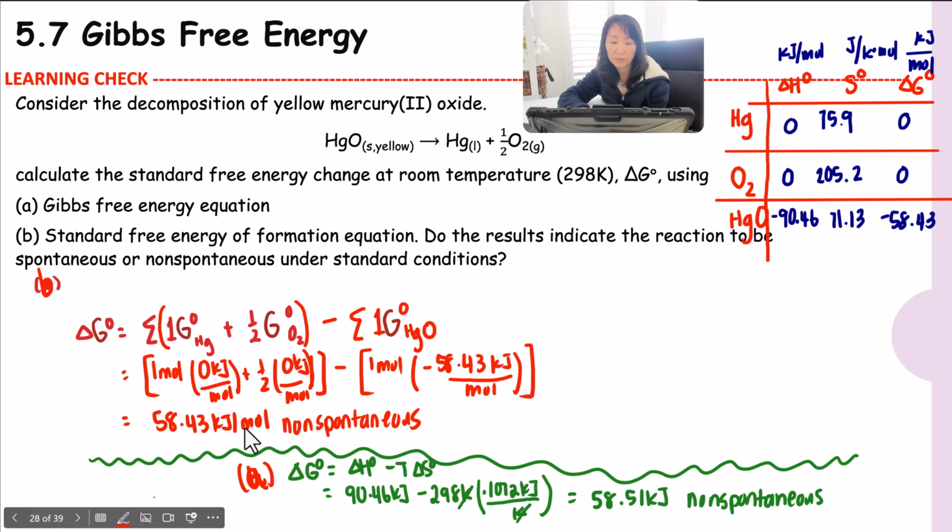Points are definitely okay. So you can see how when you come across these kinds of equations, yes, you'll need to know how to utilize both equations, but the easiest way would be to utilize the standard free energy of formation equation, because you don't have to look for delta H's, you don't have to look for delta S, because that gives another level of challenges.